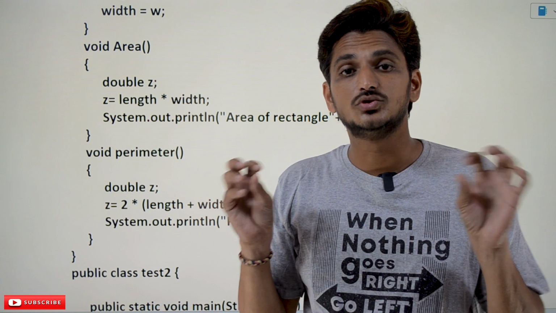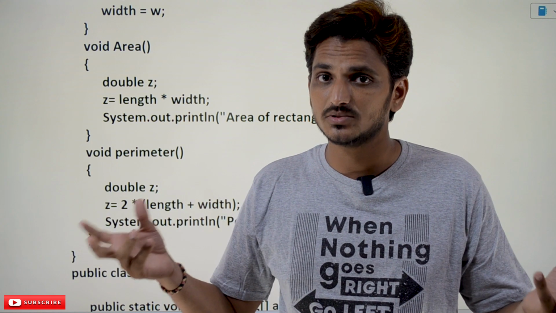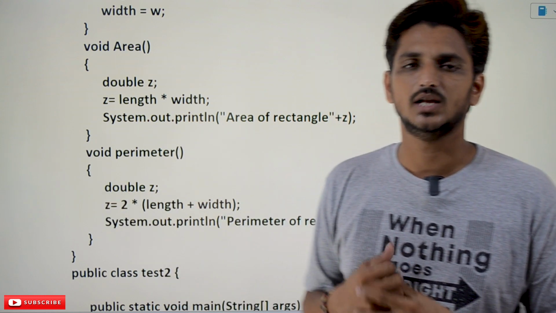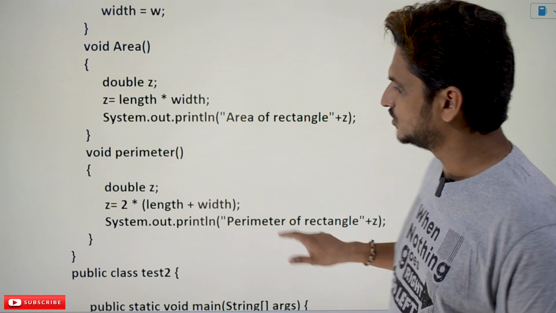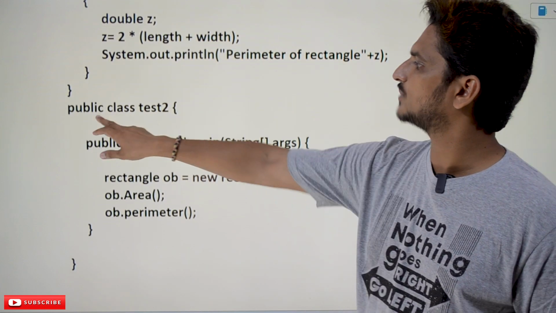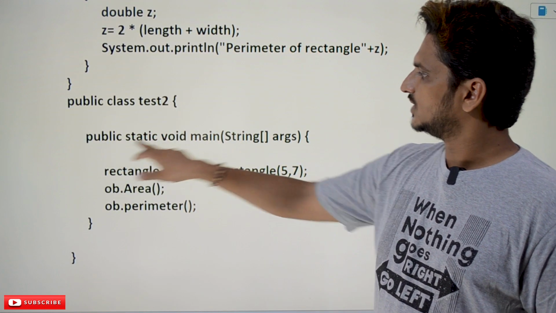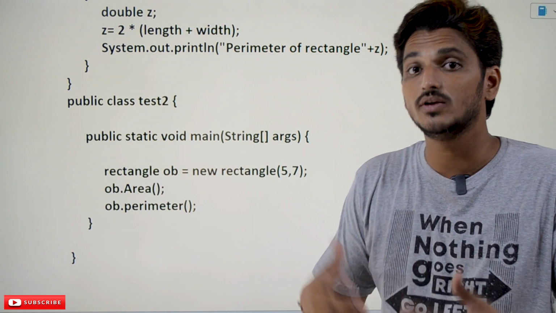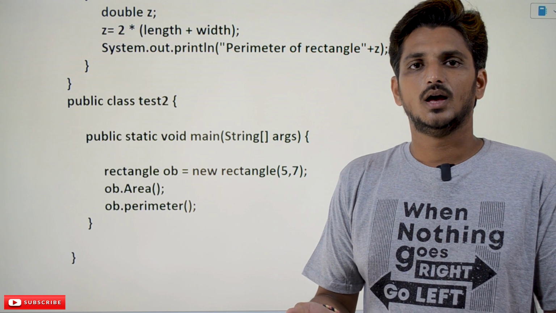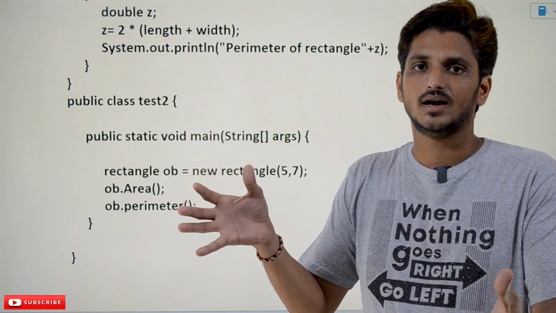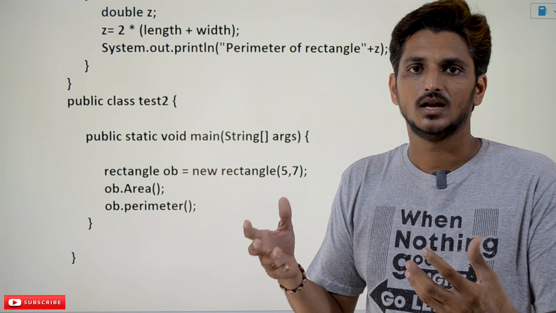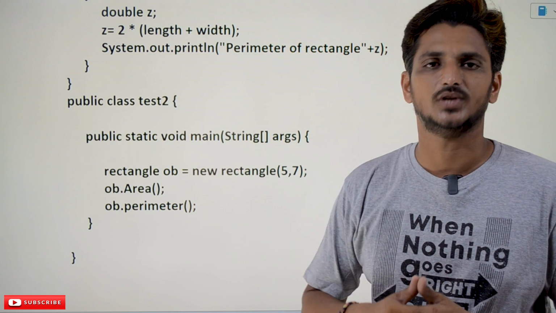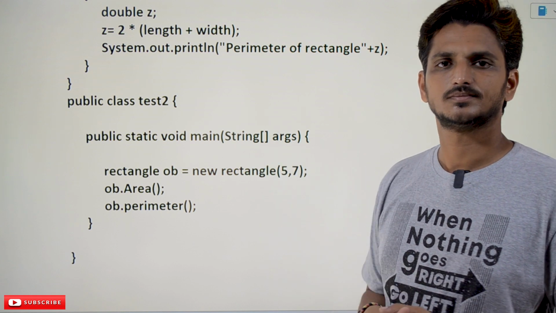Now we can use this class any number of times, on any number of different inputs. How are we going to use this class? Take one more class, public class Test2. In this we have a main method. Here we are defining an object. Once you define the object, memory is allocated for the instance variables. Now you can use the methods that are present in that class.